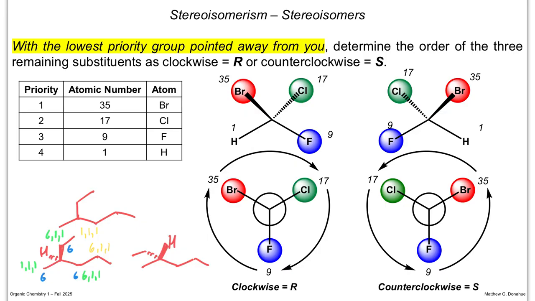So if we finish this off, I know it's getting crazy with numbers here, but this would be priority 1. That would be 2. This would be 3. So the lowest is going away from us, so that would be S. And then that has to be R.